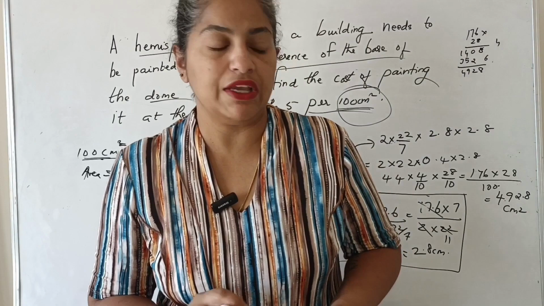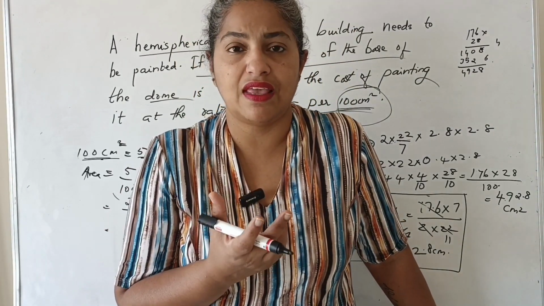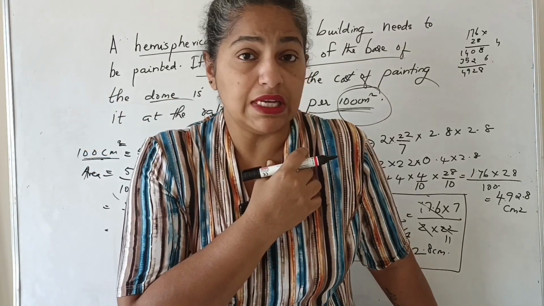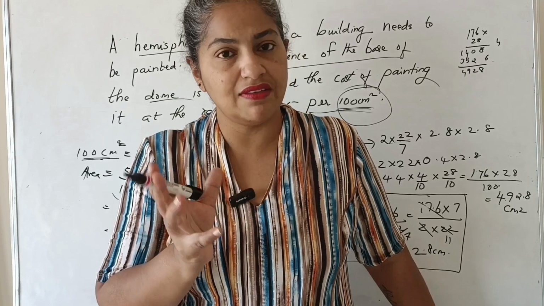So this was a very easy sum actually. We were given the shape. We needed to find the area, which was only the CSA in this case. Because the base of the hemispherical dome was fixed, then we found out the radius from the circumference of the base, which is a circle.